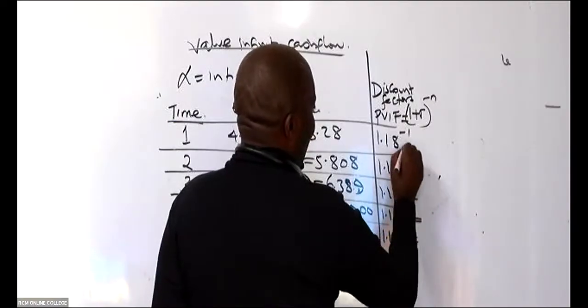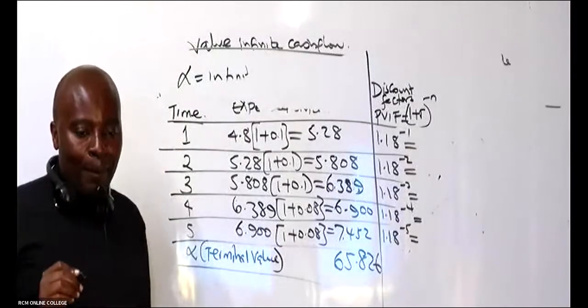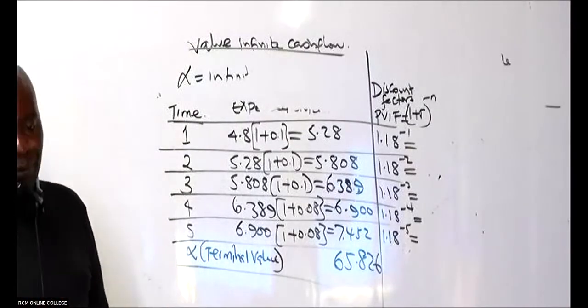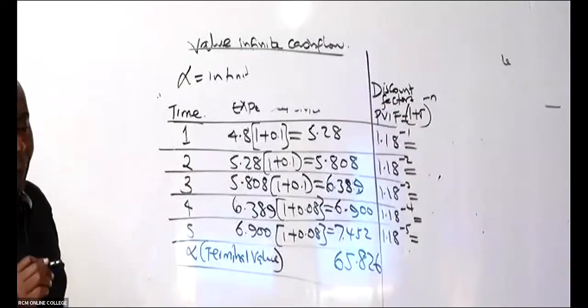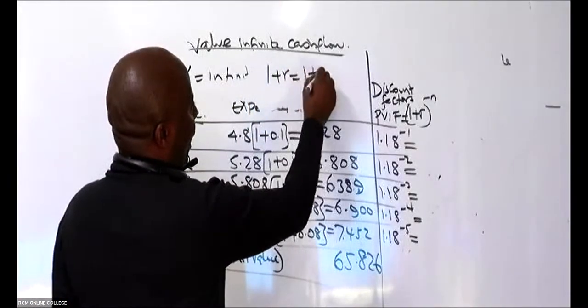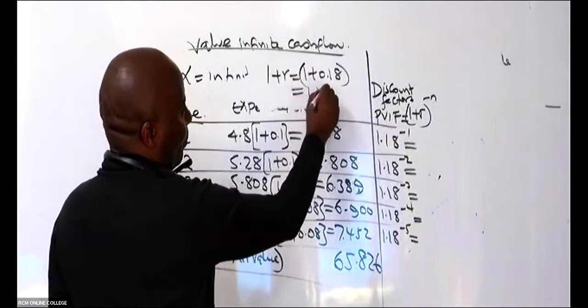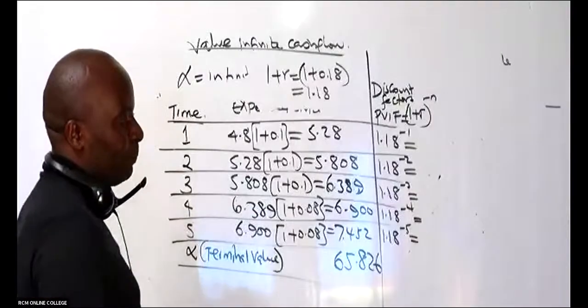Four decimal places. Remember, PVs will always be in terms of 4 decimal places, always. Where am I getting 1.18 from? Remember, it is 1 plus R, and our R is 0.18. That's how I got my 1.18.